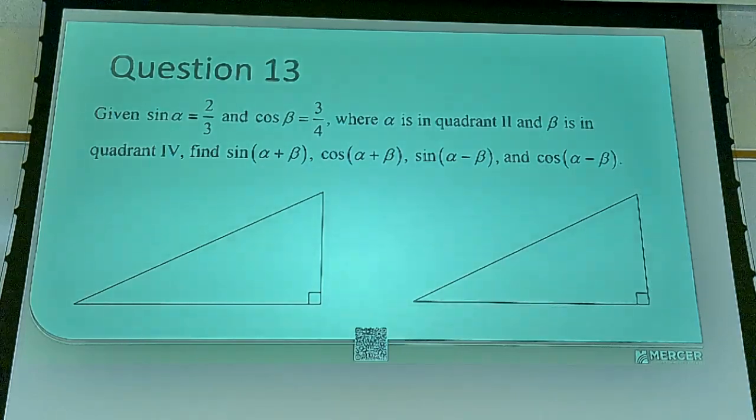Same idea. But notice alpha now is in quadrant 2, right? Beta is in quadrant 4. So technically, I can't use right triangles. But instead, if we use the reference angles, then we can. So that's what I'm going to do.